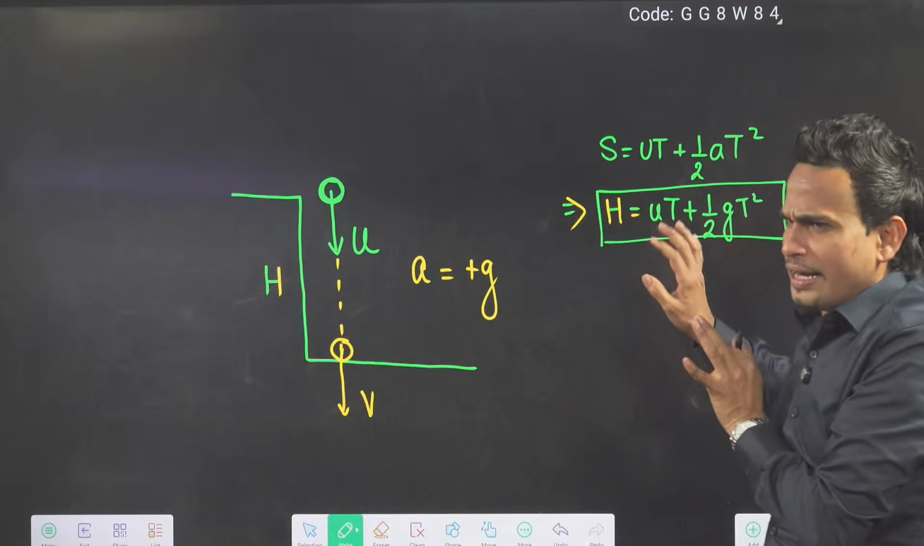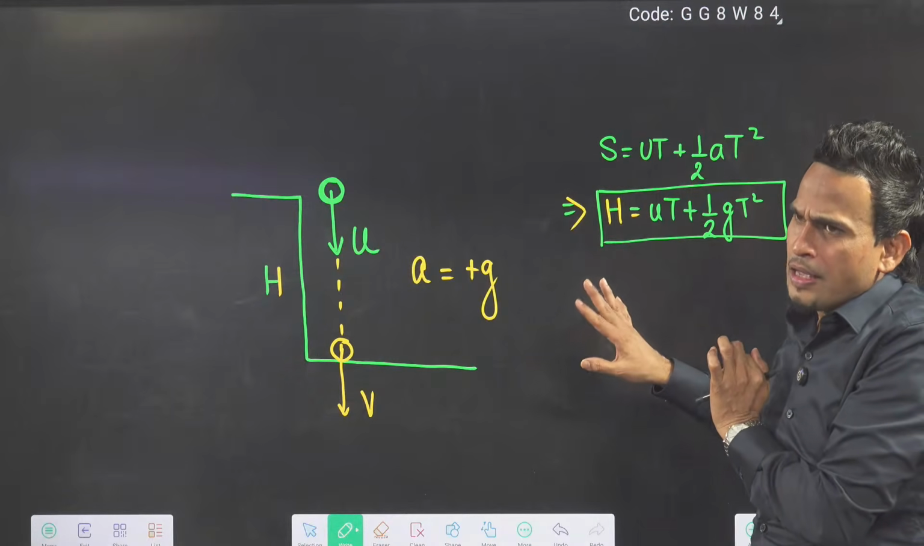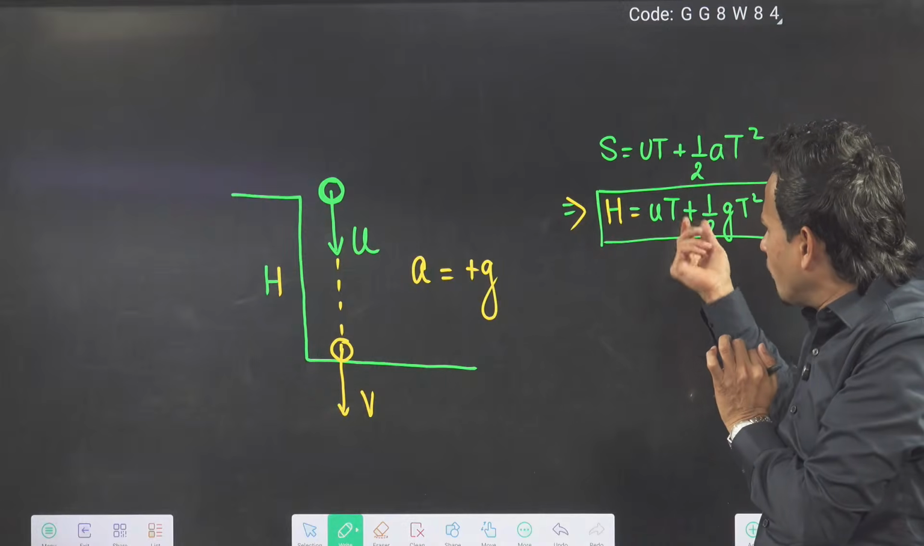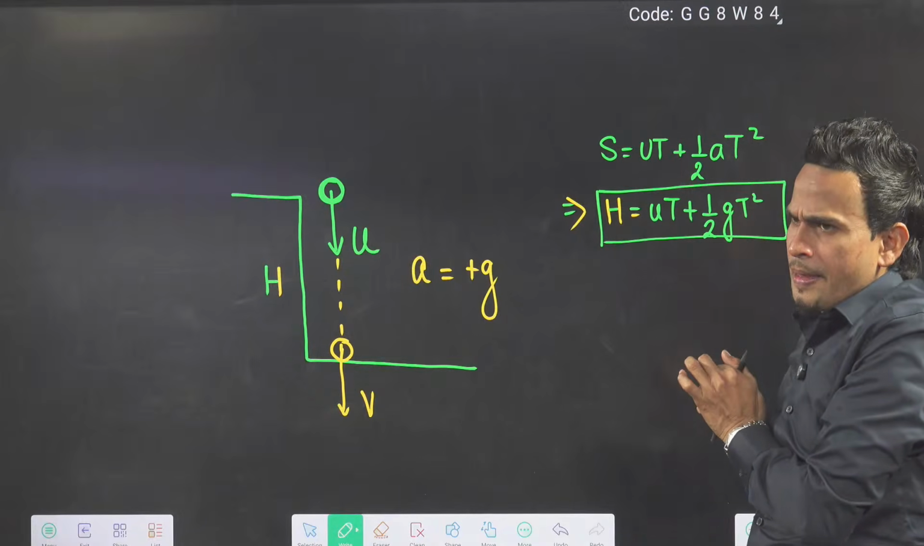Using this quadratic equation, we will get the value of time. Here a quadratic equation comes. That's why we don't have any formula. So using this equation we can solve it, we will get the time.